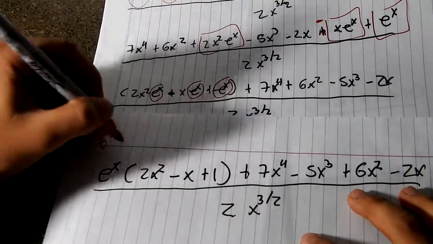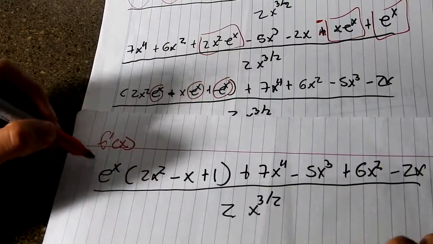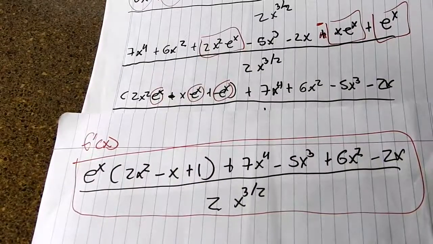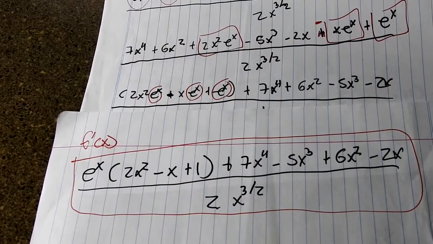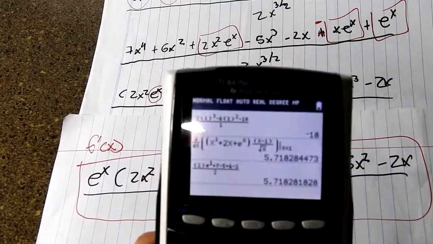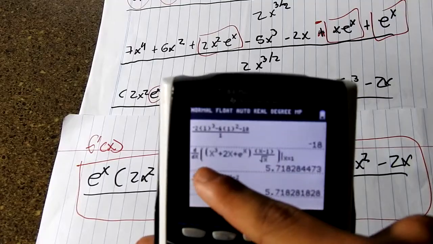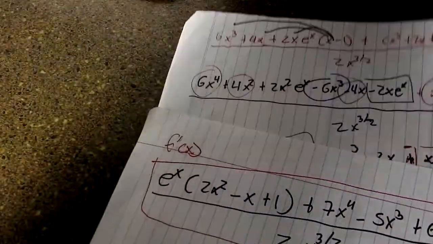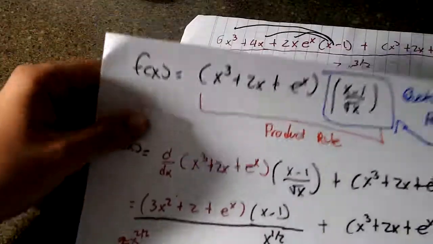So f prime of x is this big massive thing over here. And to be sure of this, I did it on the graphing calculator. So I have here in the bottom, we have the same function as we started. Let me look for it. We have the function. Yes, we have the function here.